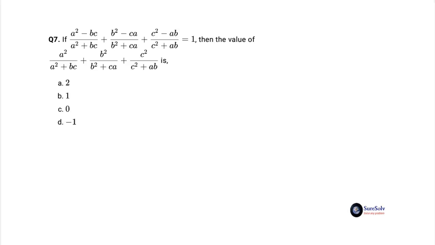Question 7 is, if a square minus bc divided by a square plus bc plus b square minus ca divided by b square plus ca plus c square minus ab divided by c square plus ab equal to 1, then the value of a square by a square plus bc plus b square by b square plus ca plus c square by c square plus ab is option A 2, option B 1, option C 0 and option D minus 1.